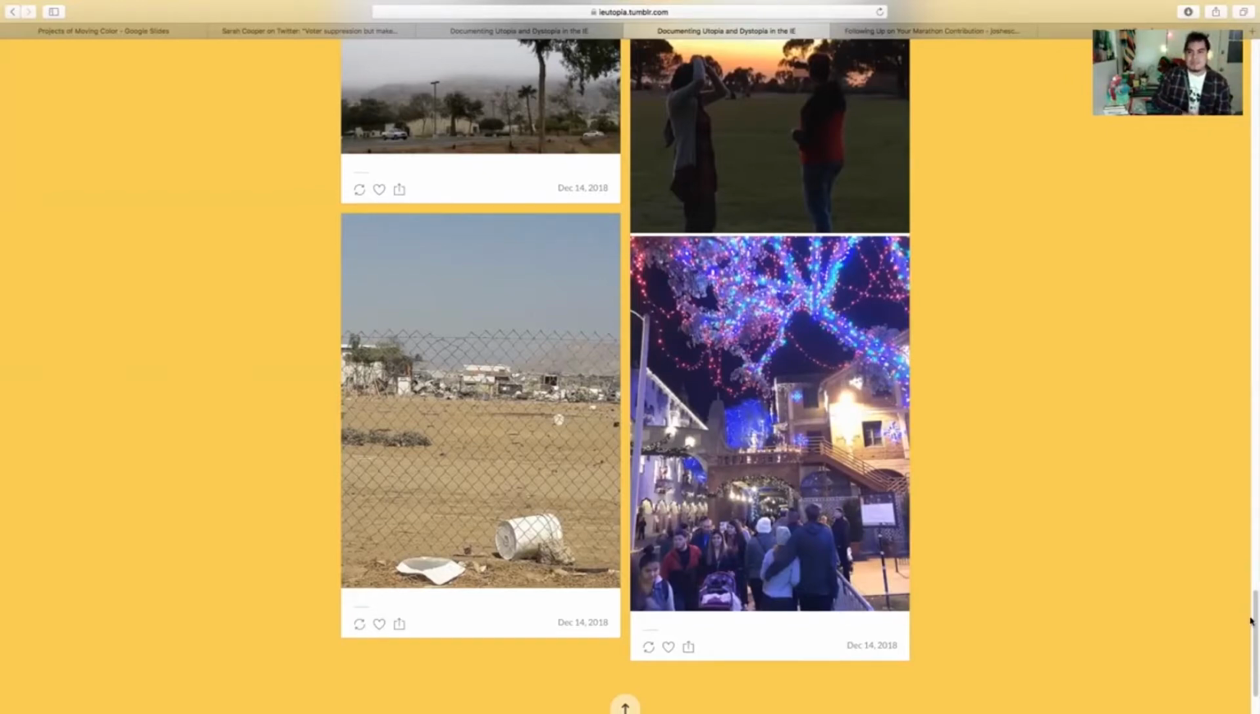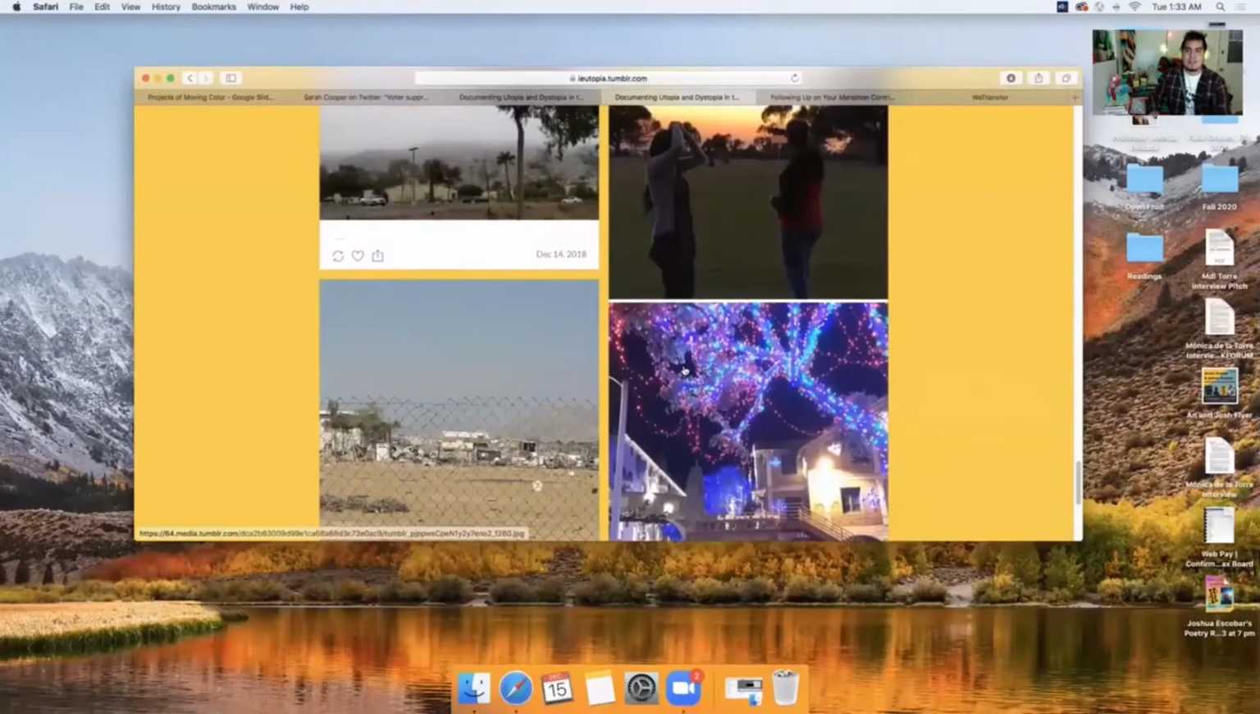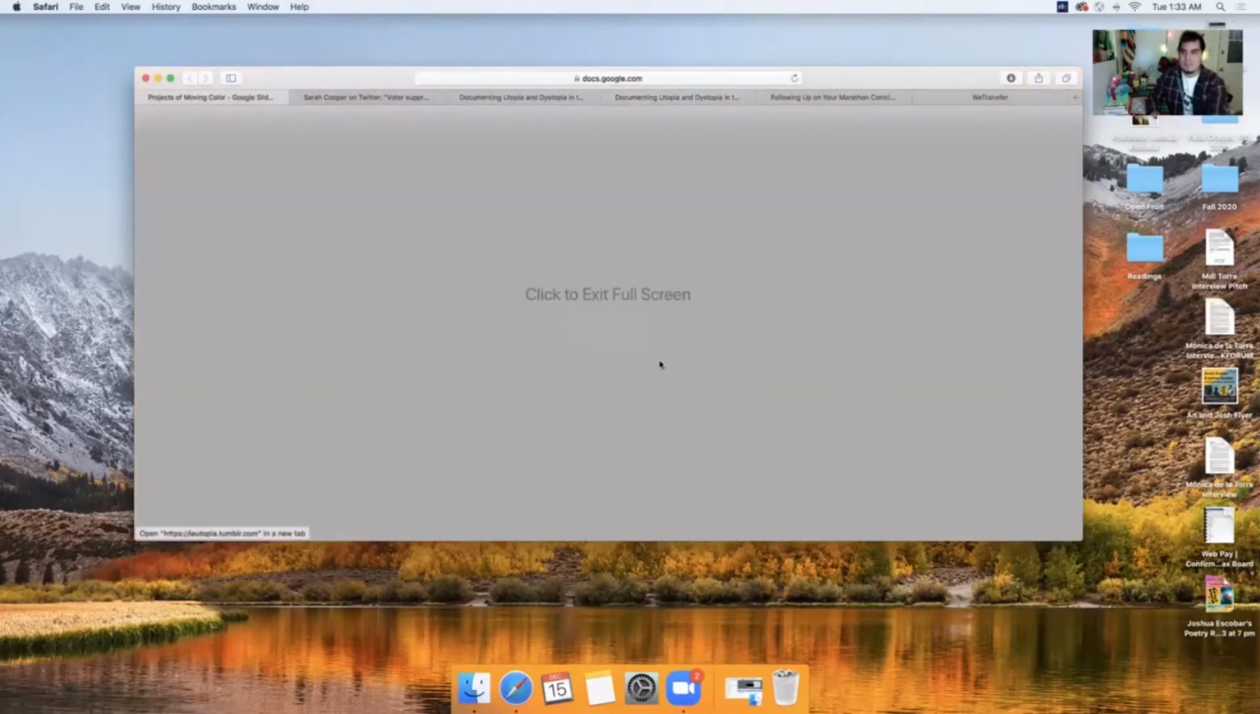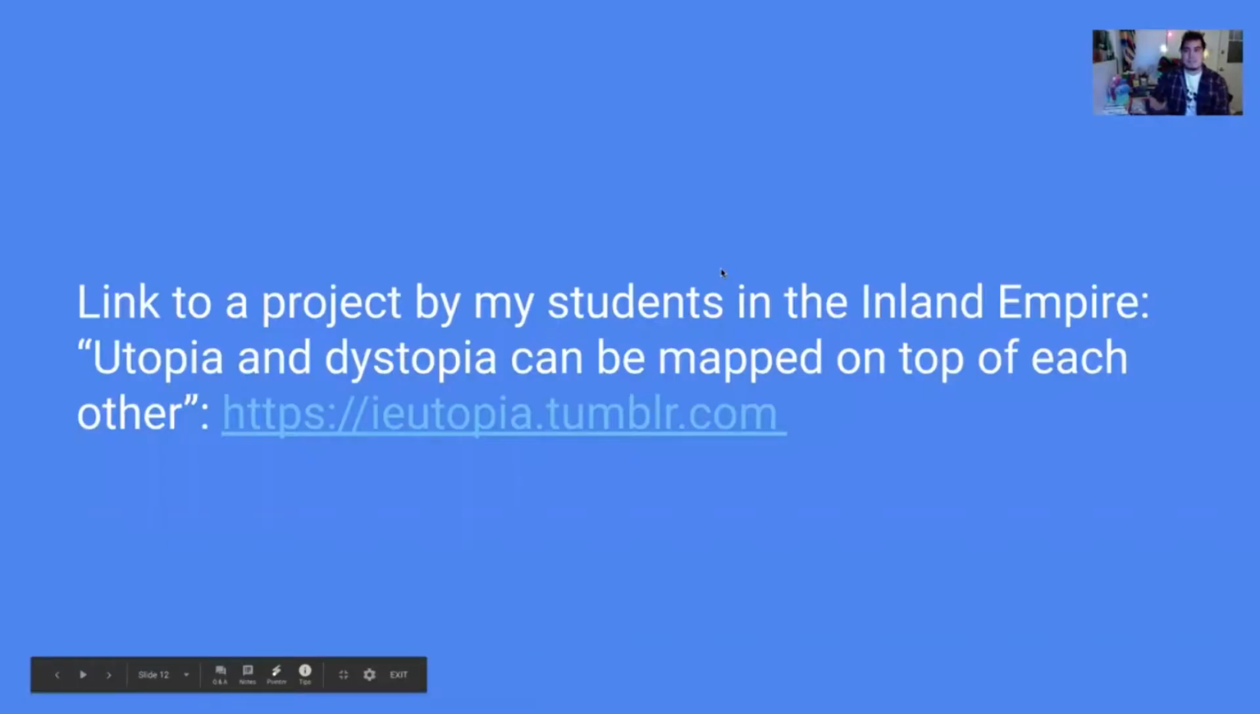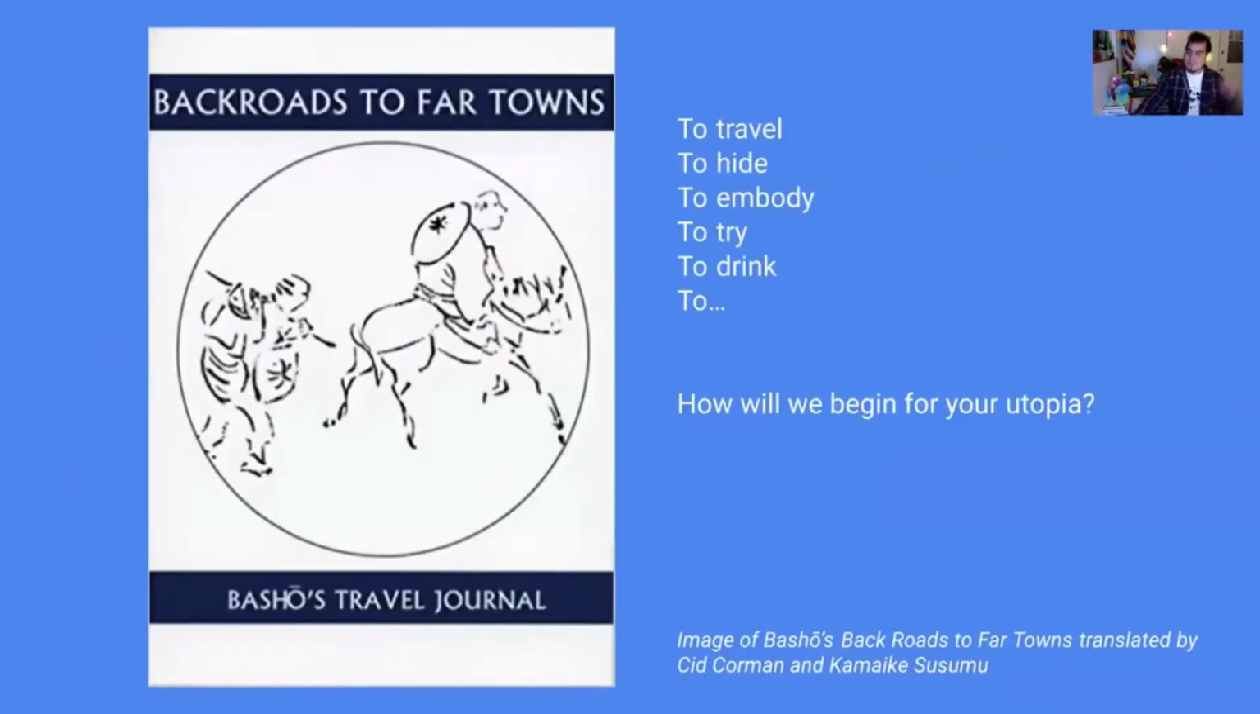The thesis that we came to was that dystopia and utopia can be mapped on top of each other. I think that's really interesting for a number of reasons, but it really gets to what is exciting about utopian thinking, and what is dangerous about utopian thinking. If it's all thought, it's not supposed to be all thought. You're supposed to put it into practice. And so that's exactly what we're going to do with this next exercise.